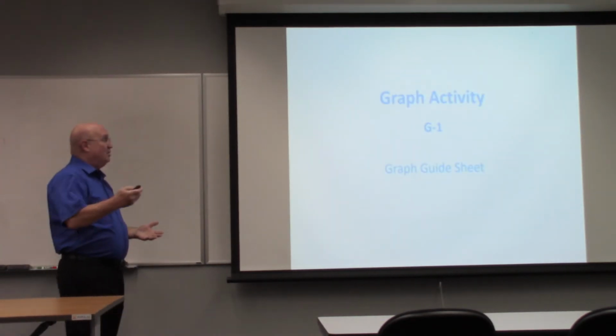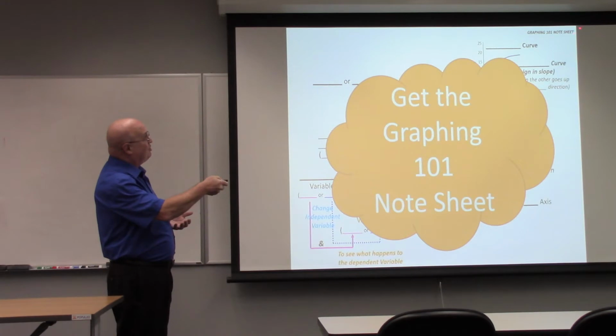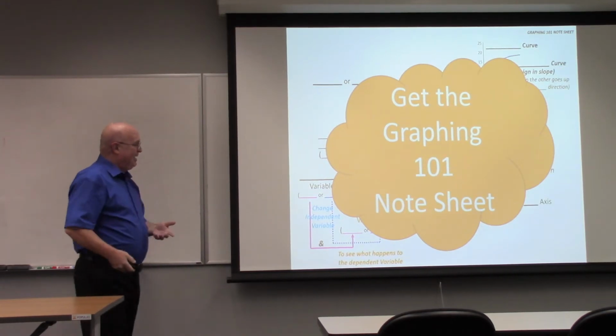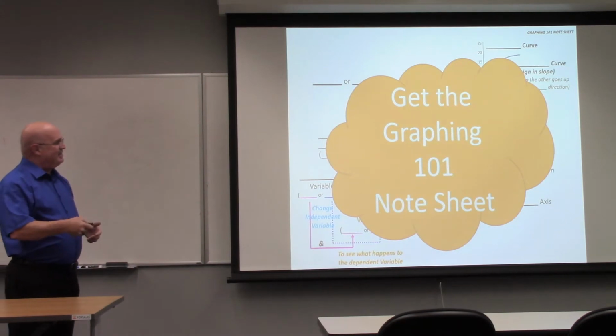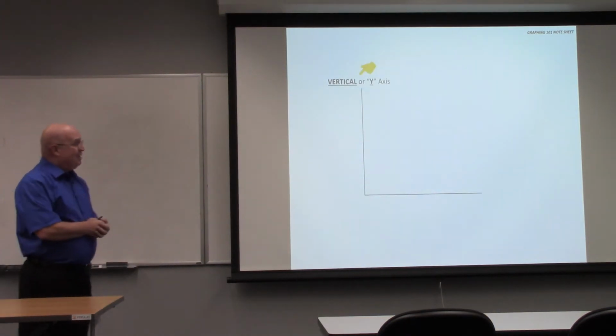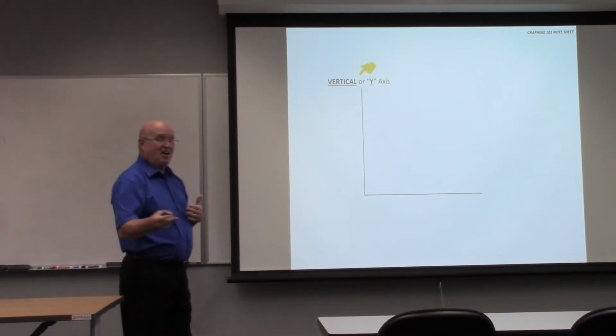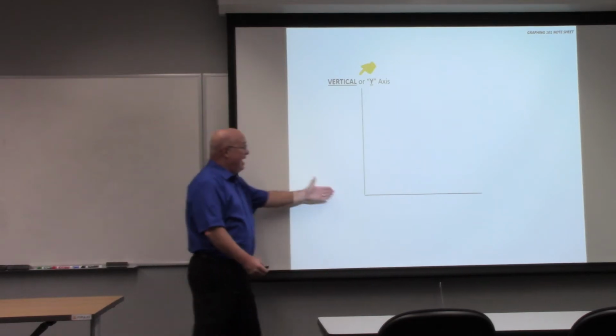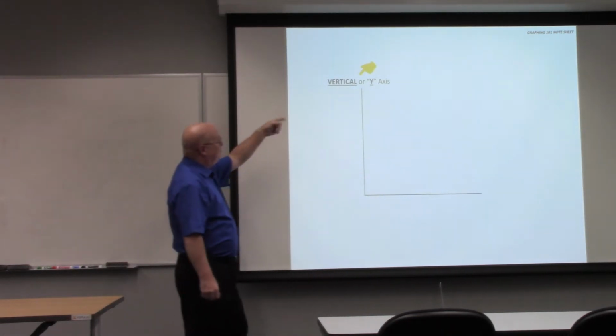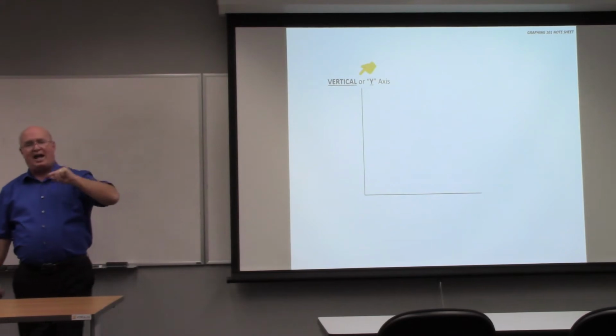All right, so first I want you to get this Graphing 101 note sheet up here, okay? It looks kind of like this. I've got to make these things a little bit smaller, I guess. But we're going to start out with looking at the line going up and down. They call it the vertical or the y-axis.